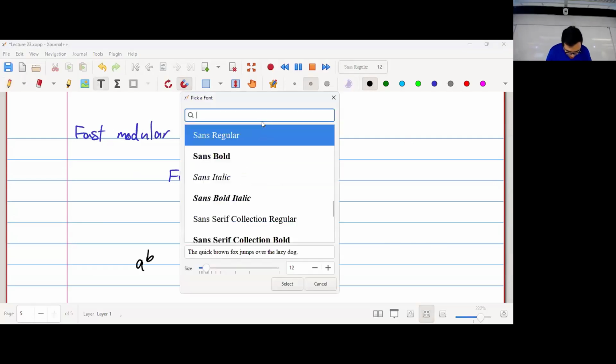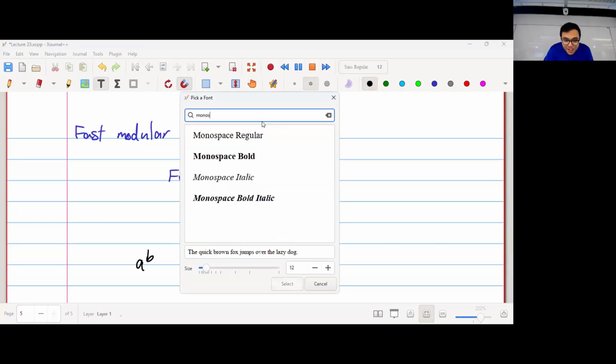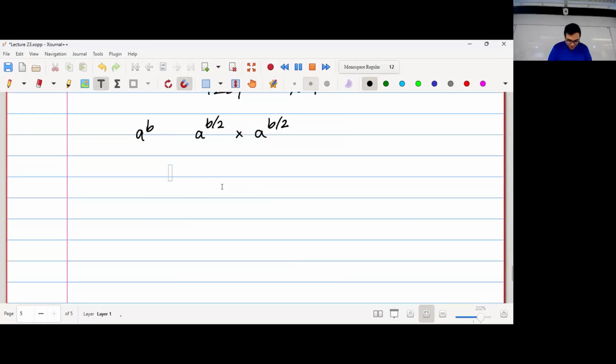Please give me, I want a monospace font. It really hurts me to write algorithms in non-monospace fonts. Okay, so no, it doesn't work.